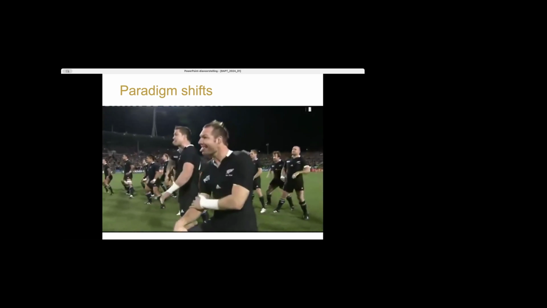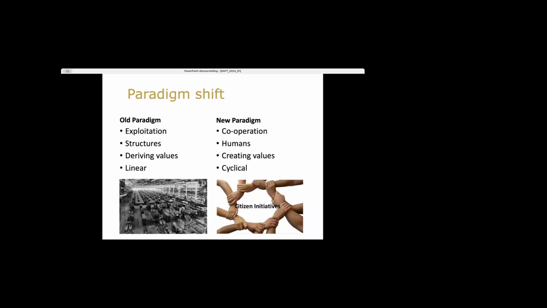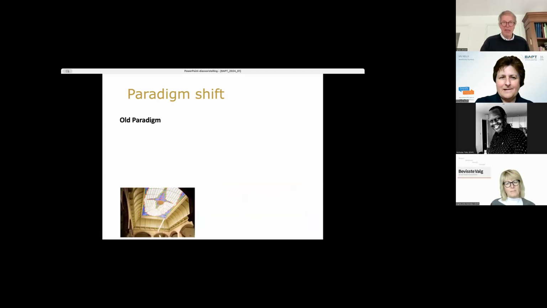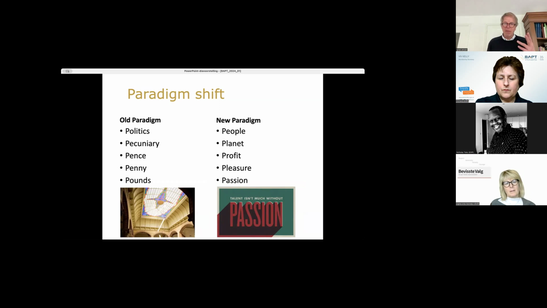I don't have to ask you who won this game, but yes, paradigm shifts. And one of the things we see in the new paradigm is that we go from exploitation to cooperation, from structure to humans, from deriving values to creating values, from linear to cyclical. So in this world, we are teaching our students to behave. And where in the old paradigm, we had the 5 P's: politics, pecuniary, pence, pounds, spoon, and pennies. We also have in the new one, the 5 P's: people, planet, profit, pleasure, and passion.